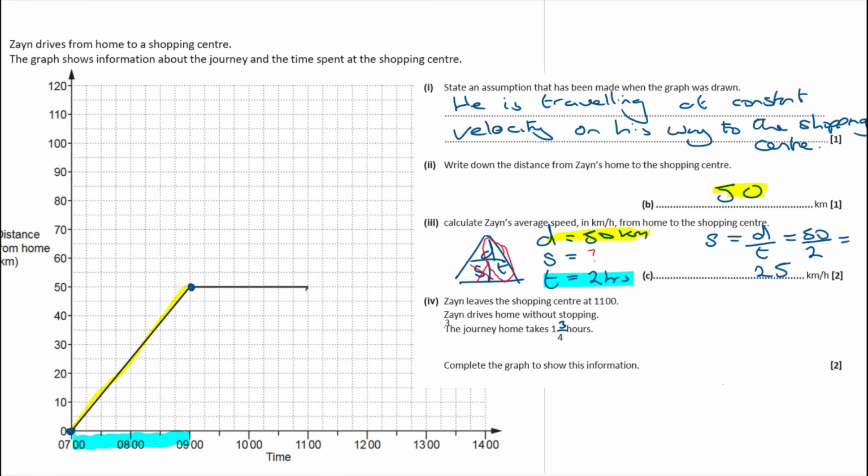Okay, so this is the point where he's leaving the shopping centre, and that's at 11 o'clock. Now, if it takes him 1 hour and 45 minutes to get home, 1 3/4 hours, he's going to be arriving home at 12:45, isn't it? Which is halfway between 12:30 and 1 o'clock. So it's going to be at that point there. Okay? So what we need to do then is to join that point there at 12:45 at 0 with that point up there at 50 and 11. Okay, so let's get a ruler out and join those up. Okay, so it should look something like that then.